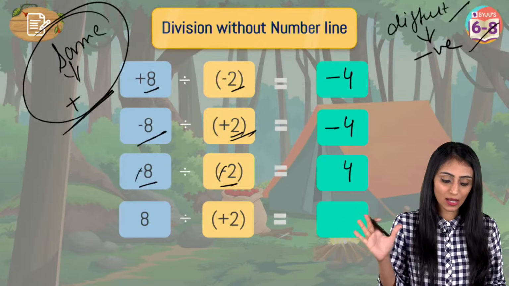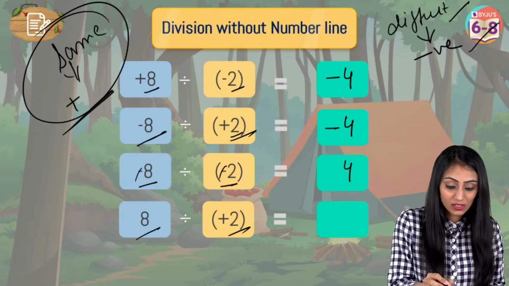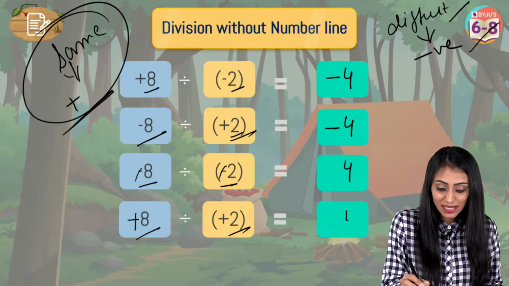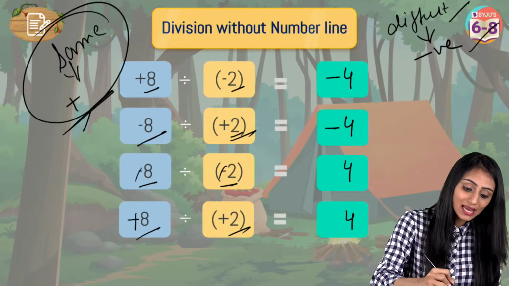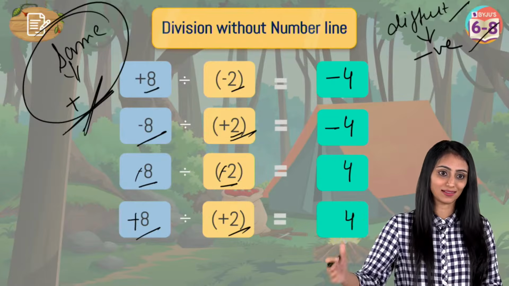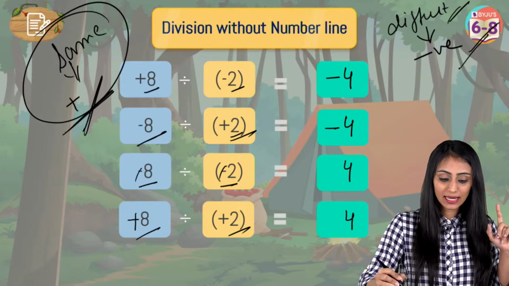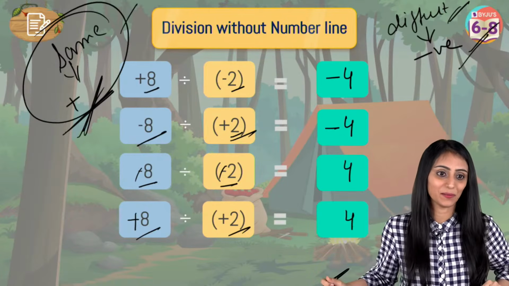Because negative, negative cancel out each other. Yes? Okay. 8 divided by 2. Nothing is written with 8. That means it is positive. Both of them are positive. Signs are same. So 8 divided by 2 is 4. When signs are same, we get a positive result. No new rule we are learning. Just keep one thing in mind. Different signs, negative result, same signs, positive result. Yes?